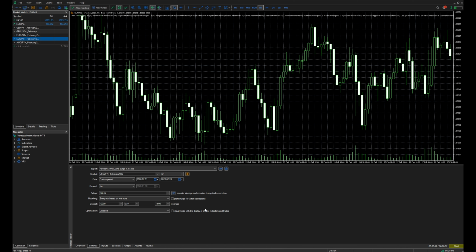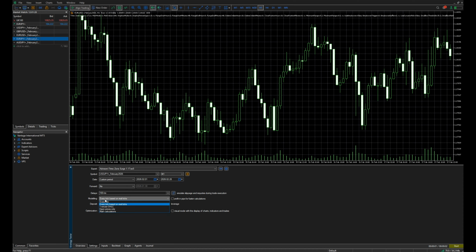So what you can see right here is that we are running trirex zone search 1.17, which is the latest version. And we are running it on USD Plus with underscore February 2026. So this means that this is custom data that I downloaded and I named it myself February 2026. We are running it on a 1 minute time frame. The time frame doesn't really matter for this strategy. And we are running it from February 1st until February 28th. The delay is 100 milliseconds, which is pretty much the same as my MT5, but it doesn't really matter.